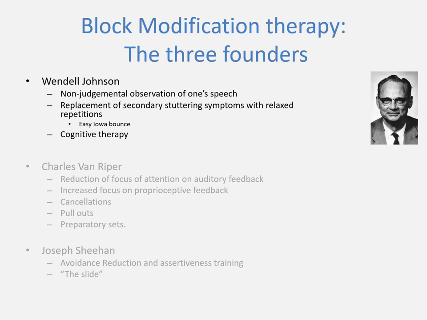So when stammerers came to the Iowa clinic for therapy, they would first be instructed to spend a lot of time simply observing themselves speaking and stammering in as wide a variety of speaking situations as possible. Johnson hoped that as a result of all of this self-observation, the clients would gradually become aware that when they experienced or anticipated difficulty speaking, they could respond in a variety of different ways, and that some of these ways of responding are more helpful than others at enabling them to get their message across.